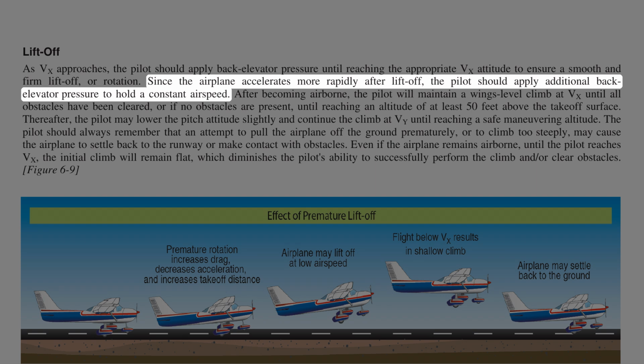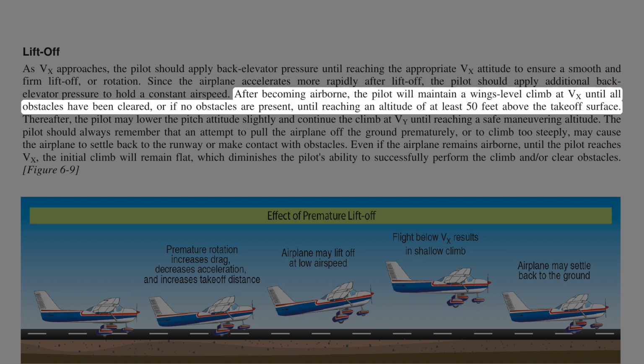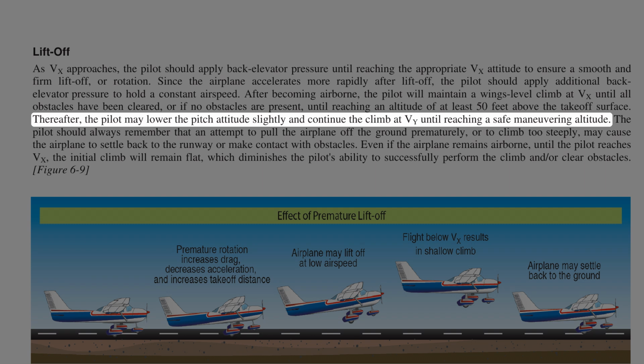Since the airplane accelerates more rapidly after lift-off, the pilot should apply additional back elevator pressure to hold a constant airspeed. After becoming airborne, the pilot will maintain a wings-level climb at Vx until all obstacles have been cleared, or if no obstacles are present, until reaching an altitude of at least 50 feet above the takeoff surface. Thereafter, the pilot may lower the pitch attitude slightly and continue the climb at Vy until reaching a safe maneuvering altitude.